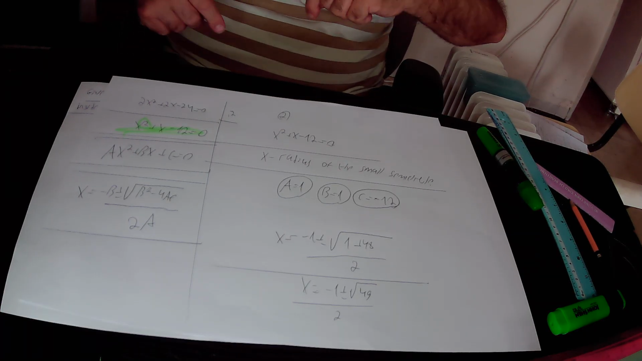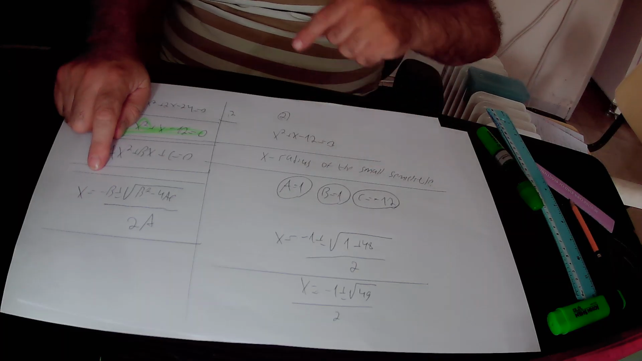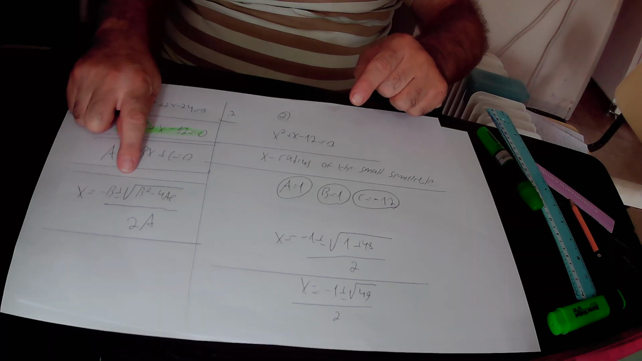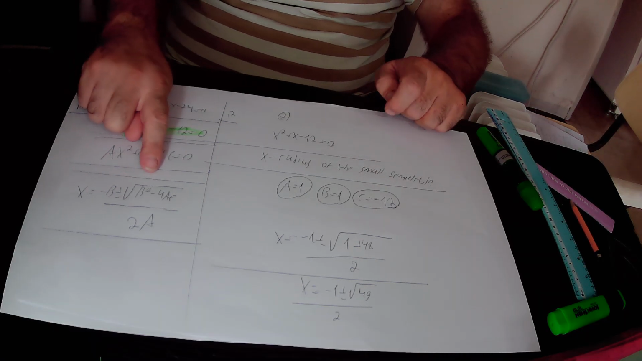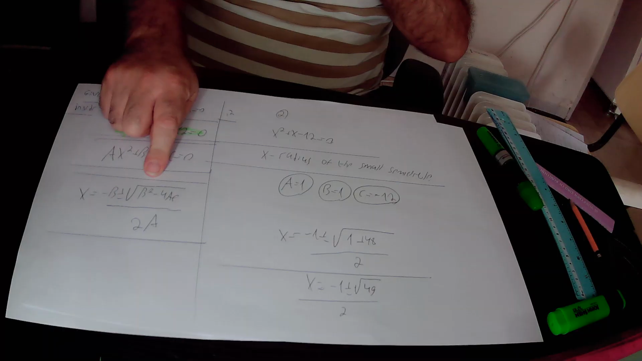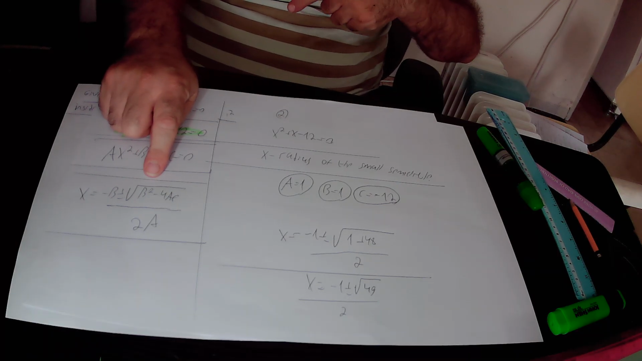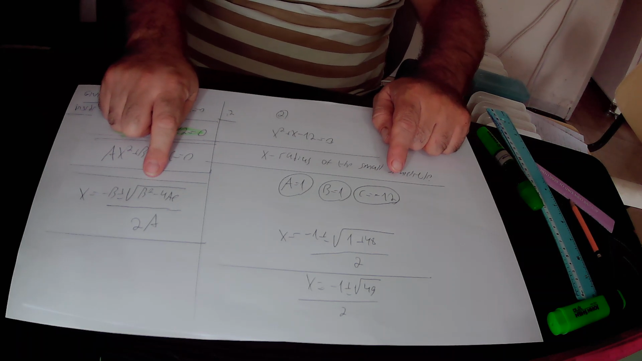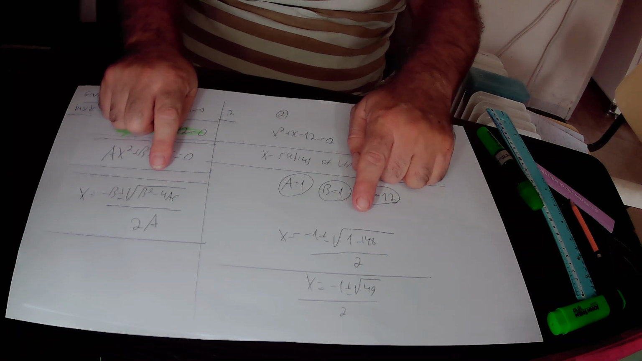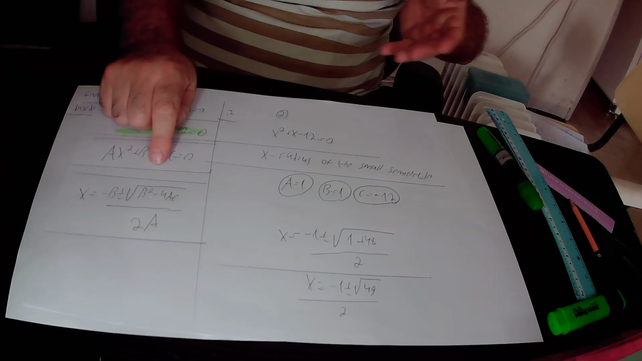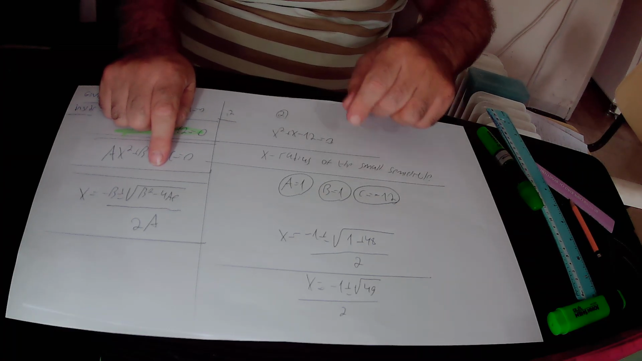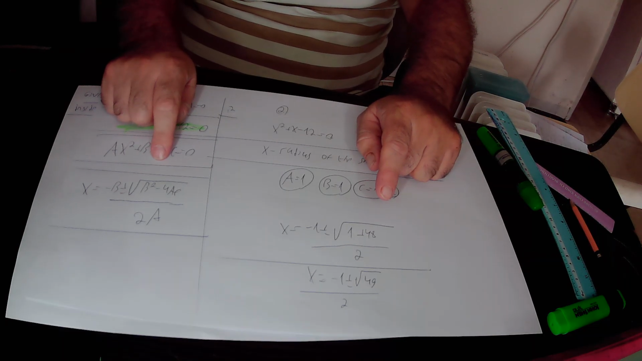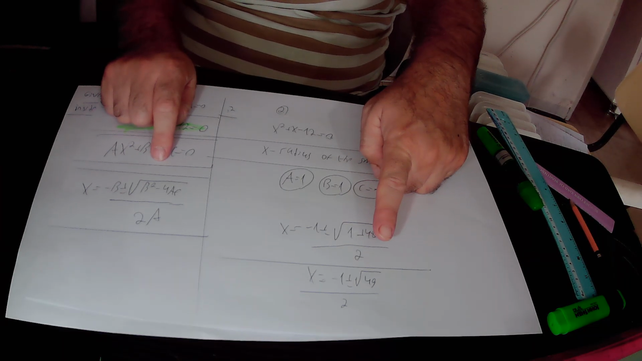So we did it, and we find that x equals minus b. B is 1, so minus b is minus 1, plus or minus the square root of b squared, which is 1 squared, that is 1, minus 4 times a times c. Minus 4 times 1 is minus 4, times c, which is minus 12, so minus 4 times minus 12 is plus 48. Inside the root we have 1 plus 48, over 2a. A is 1, so 2a is 2 times 1, that is 2. So x equals minus 1 plus or minus the square root of 49 over 2.